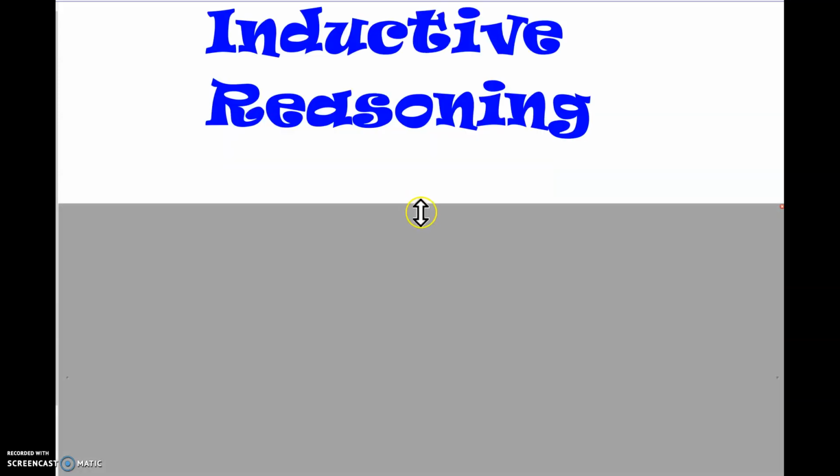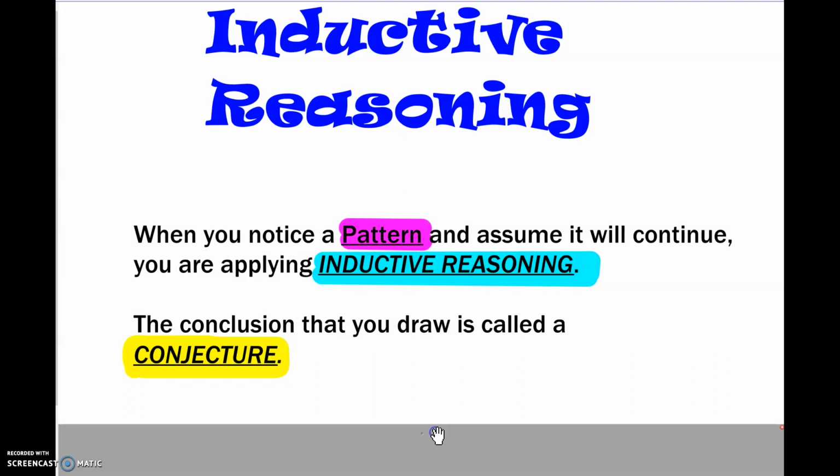So inductive reasoning is when you notice a pattern and assume it will continue. You are applying inductive reasoning. The conclusion that you draw is called a conjecture. So when you look at a pattern and we just assume it's going to continue, that is inductive reasoning. And the conclusion that we draw, us saying the geese are white, that would be our conjecture.